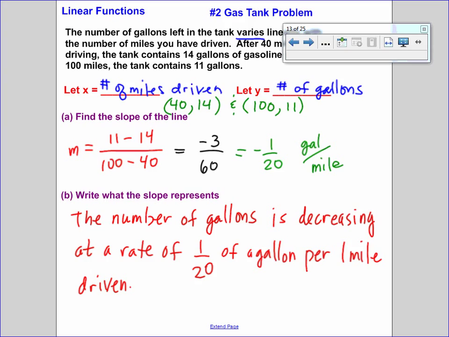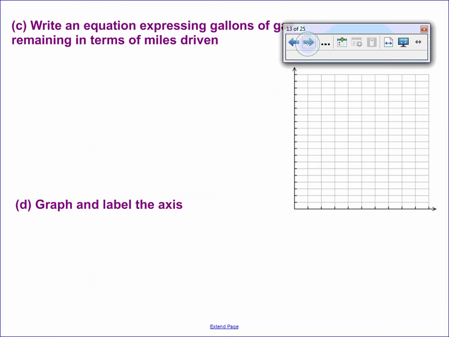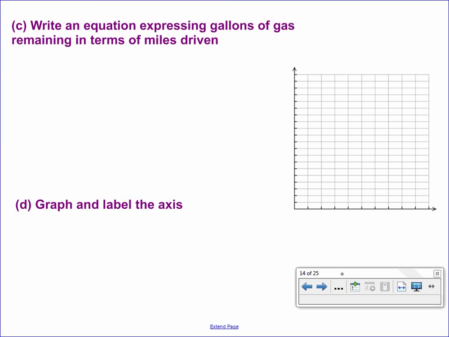And we think of a lot of cars having gas mileage that's around 20 miles driven for every 1 gallon used or consumed. Certainly, trucks and SUVs will be less than that miles per gallon, and compact cars will be more than that. But that's certainly a reasonable number. Let's go ahead and write an equation expressing the gallons of gas remaining in terms of miles driven.